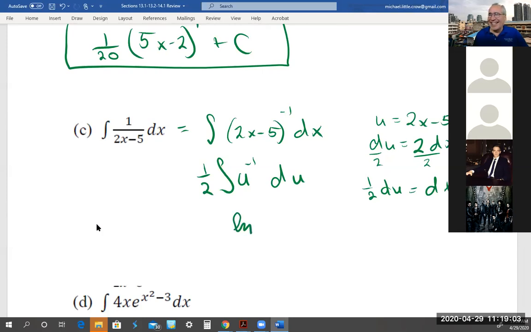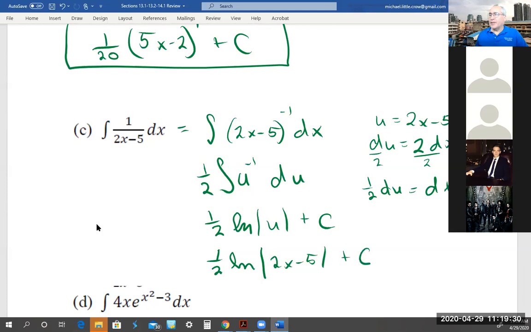Let me type it. Natural log of u. Good. So just remember, if you start adding 1 and you get 0 for your exponent, that hopefully will remind you, oh, that's got to be the natural log. And then again, we back substitute, so we get 1/2 natural log of 2x minus 5 plus the constant.